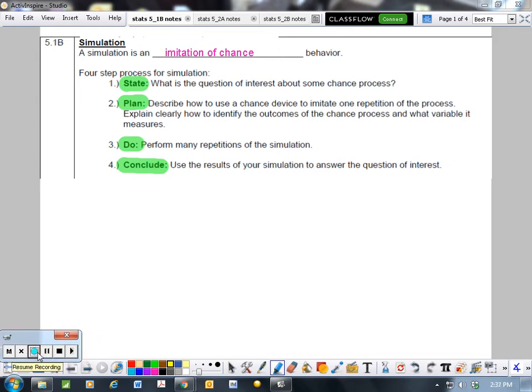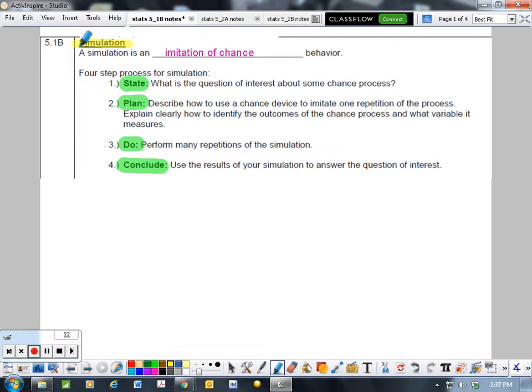Okay, we're going to continue talking about probability, but now we're going to talk about simulation. A simulation is when we imitate chance behavior. We can do this by flipping coins to represent the gender of a child that a person may have. So heads could be male, tails could be female, and I flip it and I can imitate the probability of getting a girl or the probability of getting a boy.